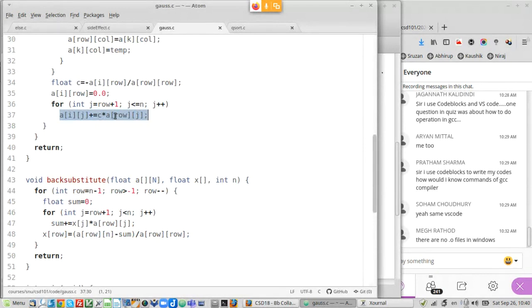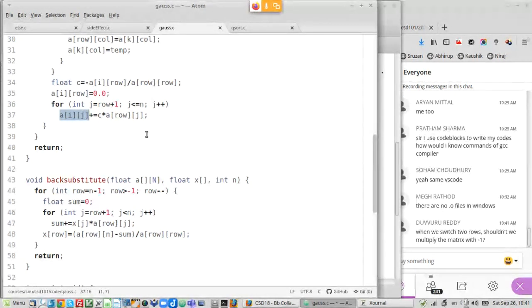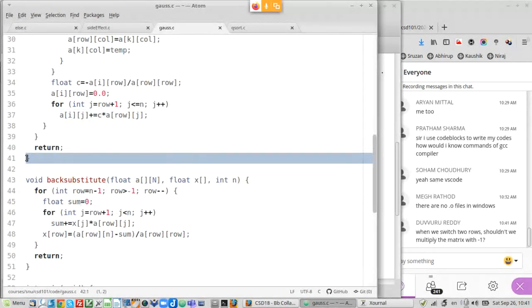So A row j is the pivot row, this is the pivot row, and you are doing it for all columns in the elimination row, right? So this will ensure that A i row is 0. So one more 0 has come, and then you keep doing this until you have finished the elimination process. So at the end of the elimination process, you have a triangular matrix. Once you have the triangular matrix, then this back substitute is exactly what I showed you.